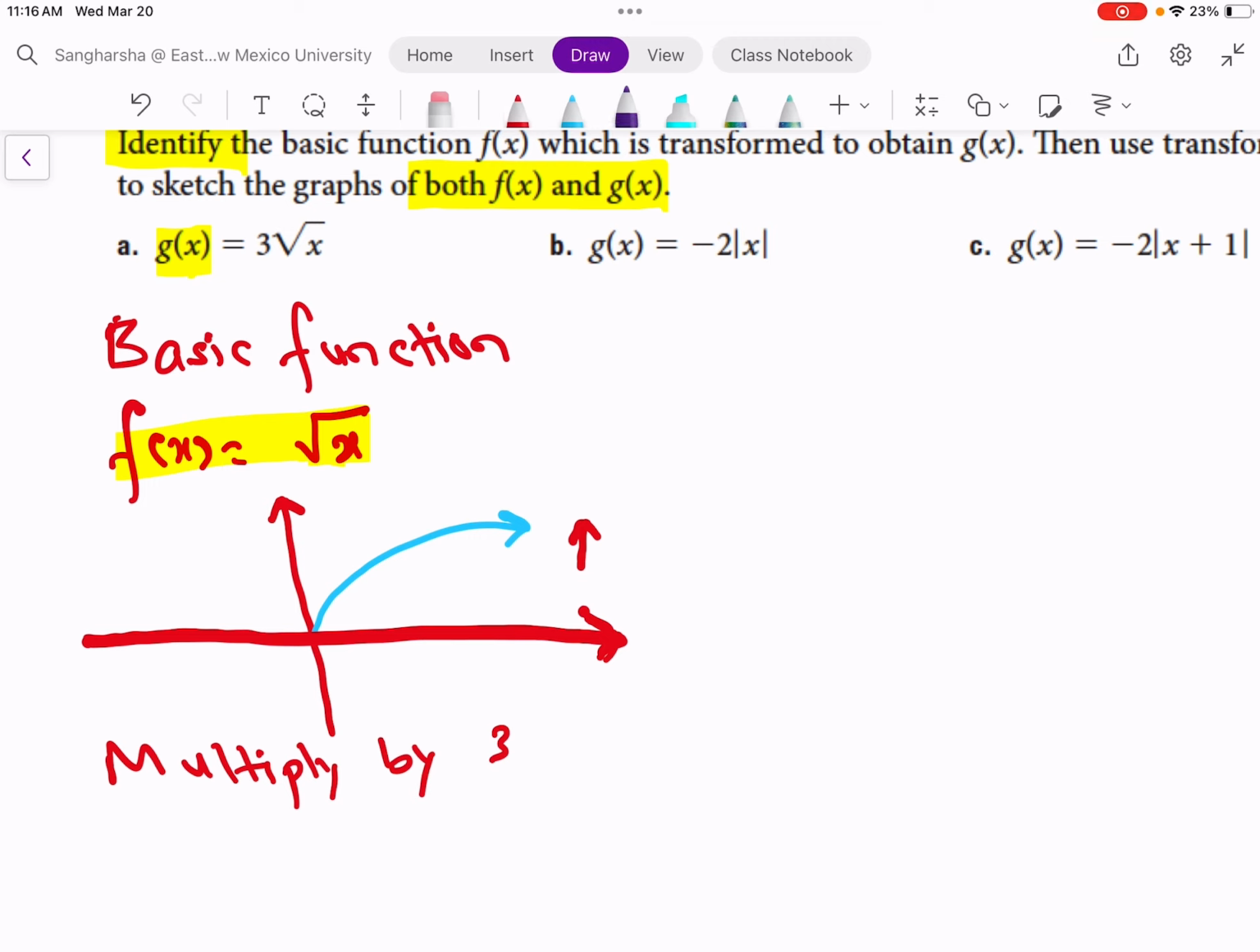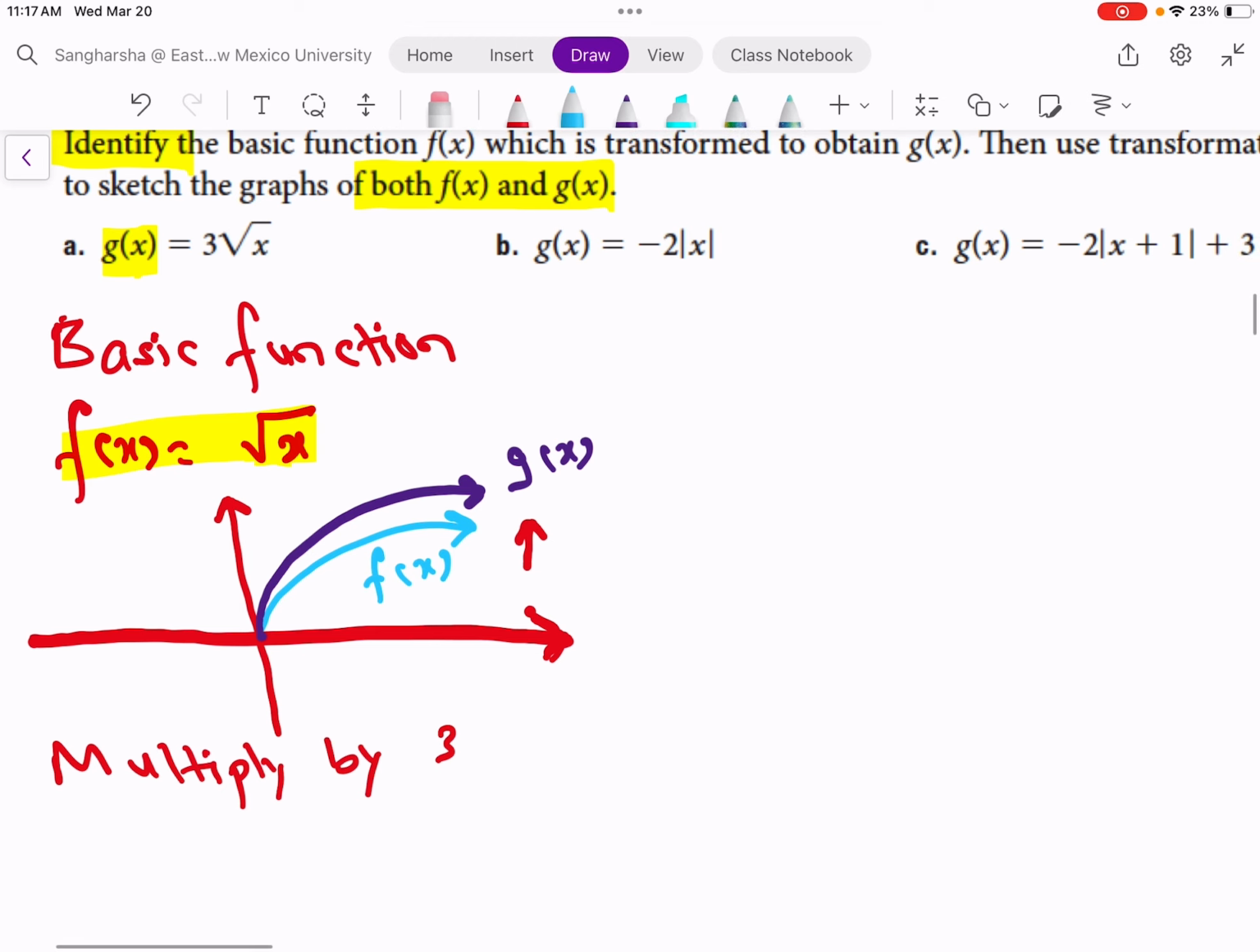Do you all agree with this graph? You are stretching away from the x-axis. If you are multiplying by a number greater than 1, then you're going to stretch your graph vertically away from the x-axis. So this is our final graph for g of x. This is our g of x, and this is our f of x. Okay, does anyone have a question for number A?